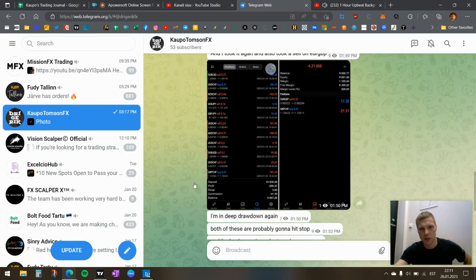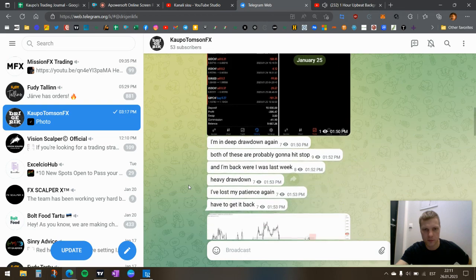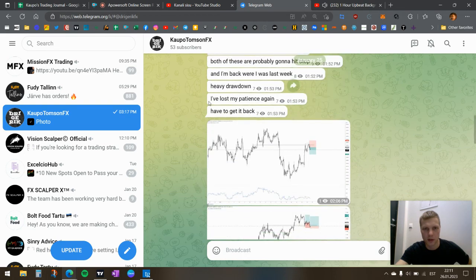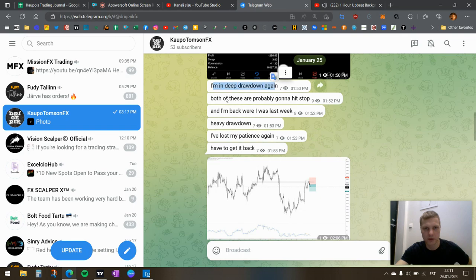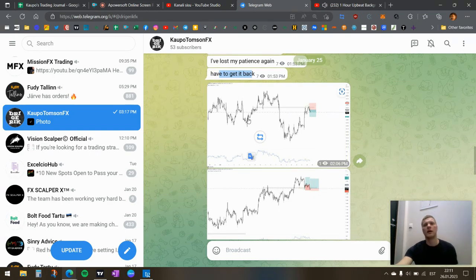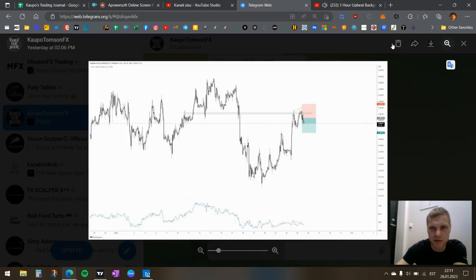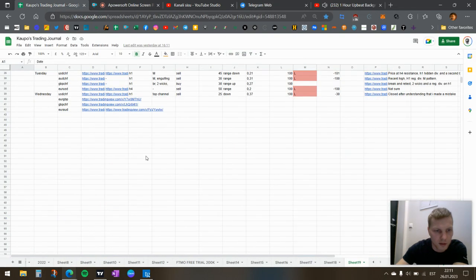Yeah, I mean, deep drawdown again. Both of these are probably gonna hit stop. No, if they did not, I'm back where I was last week. Heavy drawdown, lost my patience, had to get it back. So right now, this is the Euro GBP trade.